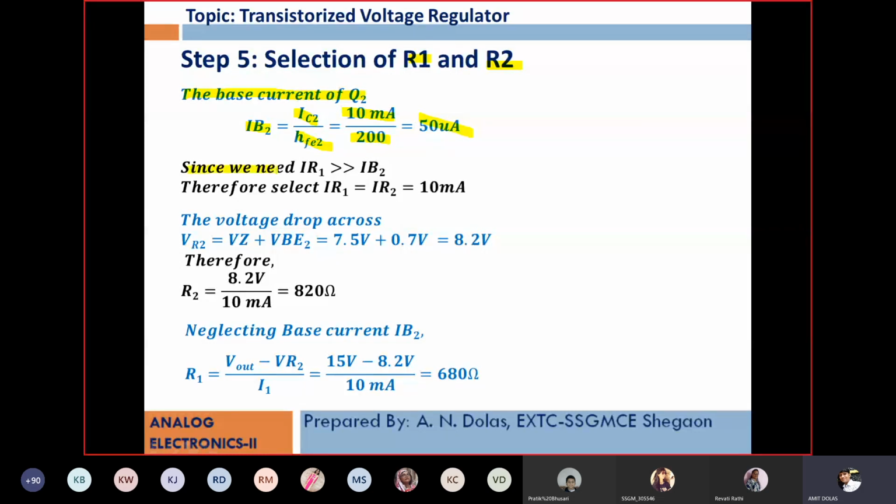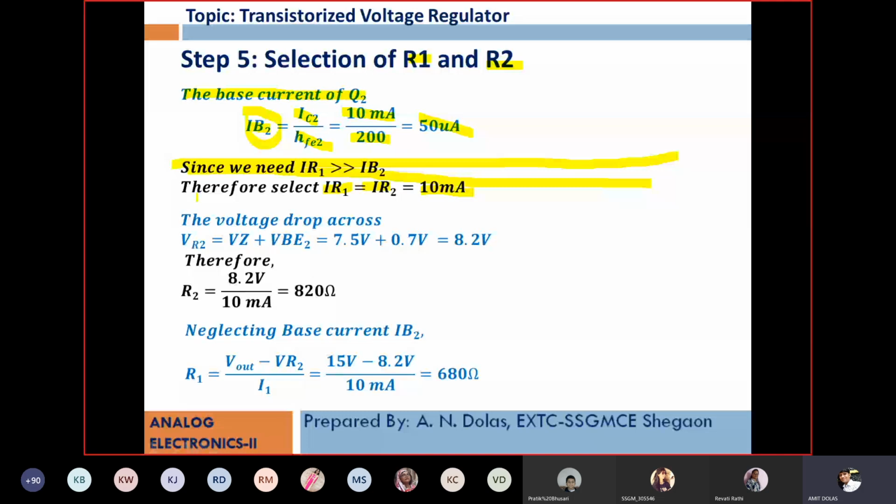We have to select a step, this step is very important. We have to select IR1 very much greater than the base current of transistor Q2 so that we can neglect it. So IR1 and IR2 we have chosen as 10 milliampere. The voltage drop across R2 will be VZ plus VBE2. VZ is 7.5 volt, half of the output, plus 0.7 VBE drop of transistor Q2, so it is 8.2.